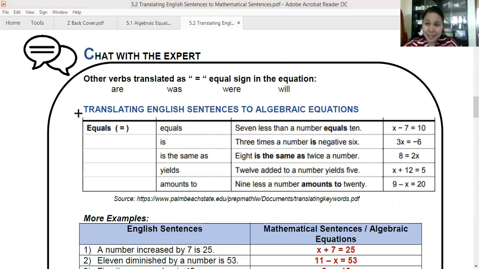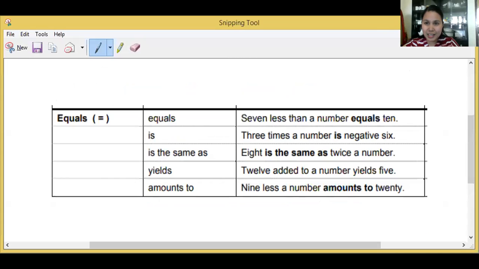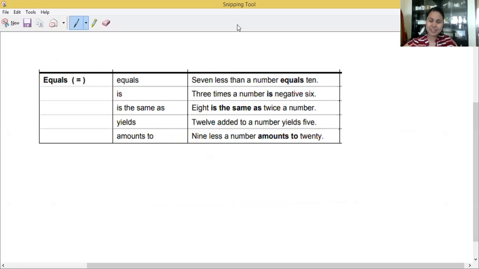Now, do you have your pen with you? Now, let's start with the first one. Here.